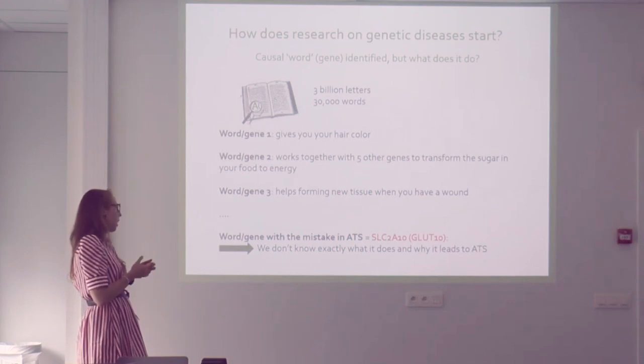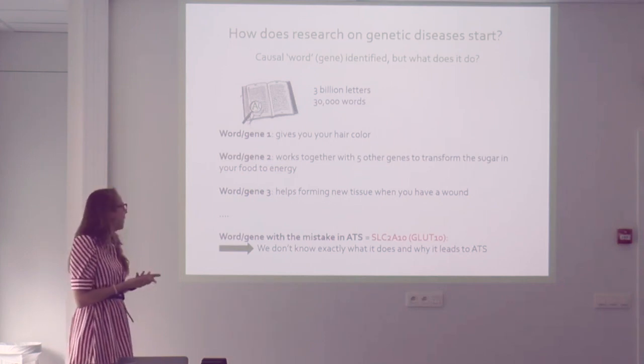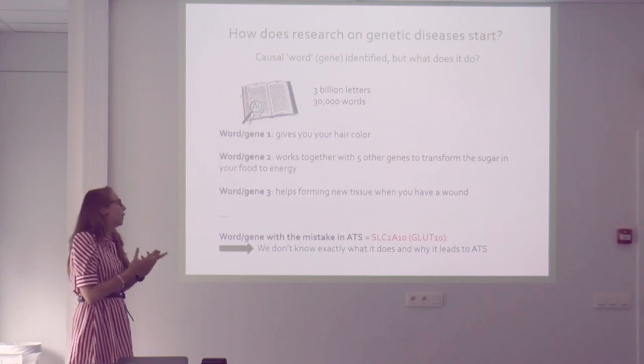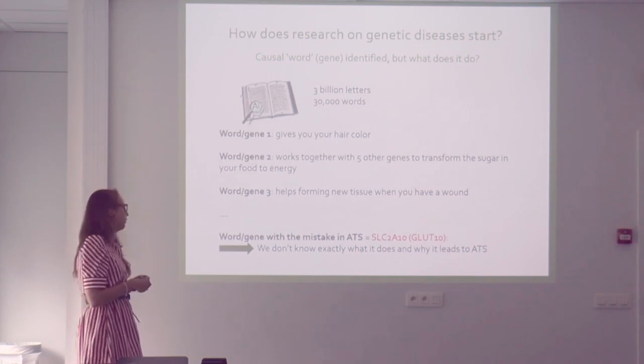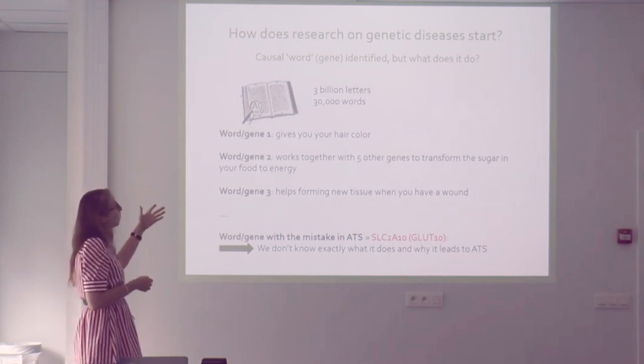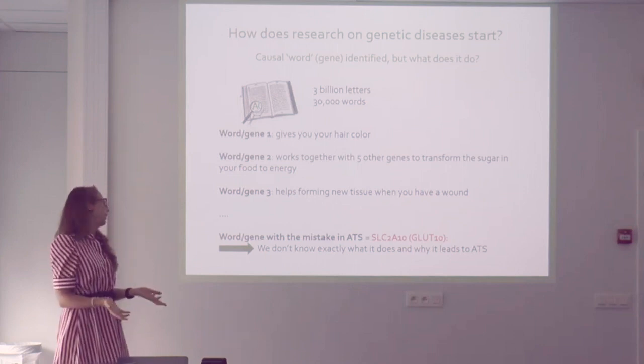And the word in which the mistake is in ATS is the SLC2A10 gene, and another name for it, when it's a protein, is GLUT10. But then there's the problem. For a lot of words in the book, we know what the function is.